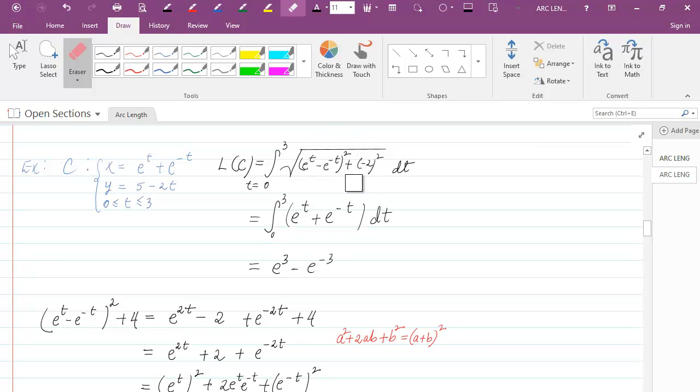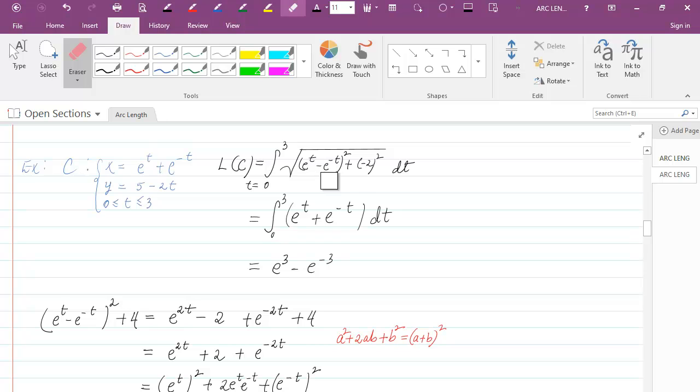Now one can simplify this integrand to the quantity e to the t plus e to the minus t, and the integral from 0 to 3 of that can be shown to be equal to e to the 3 minus e to the minus 3. So now let me explain how we go from this integrand to this simplified integrand.